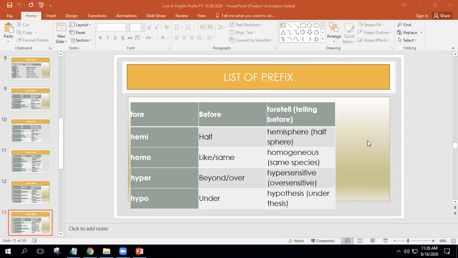Next, hypo. Hypo is just the opposite prefix of hyper. That is, hypo means under or below. But here, the example is hypothesis. Here, hypo doesn't mean below. Here, hypo means under-thesis. That means when you want to make some theory or create something, at first you need to imagine something, right? So that imagination is called hypothesis.